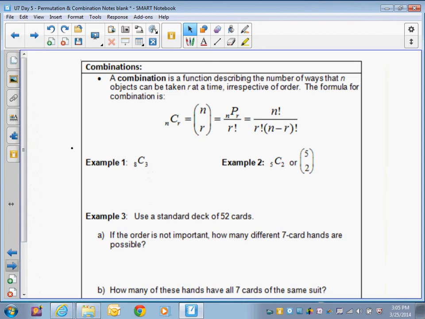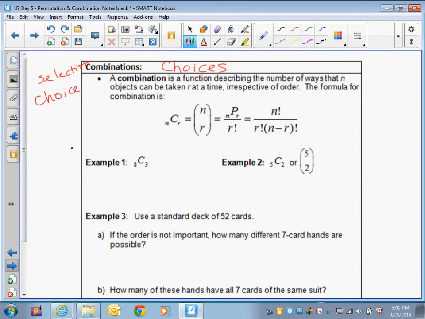It represents choices. So C for combination, C for choices. Some keywords when you see a combination problem are selection, and choice. How many options would you choose?